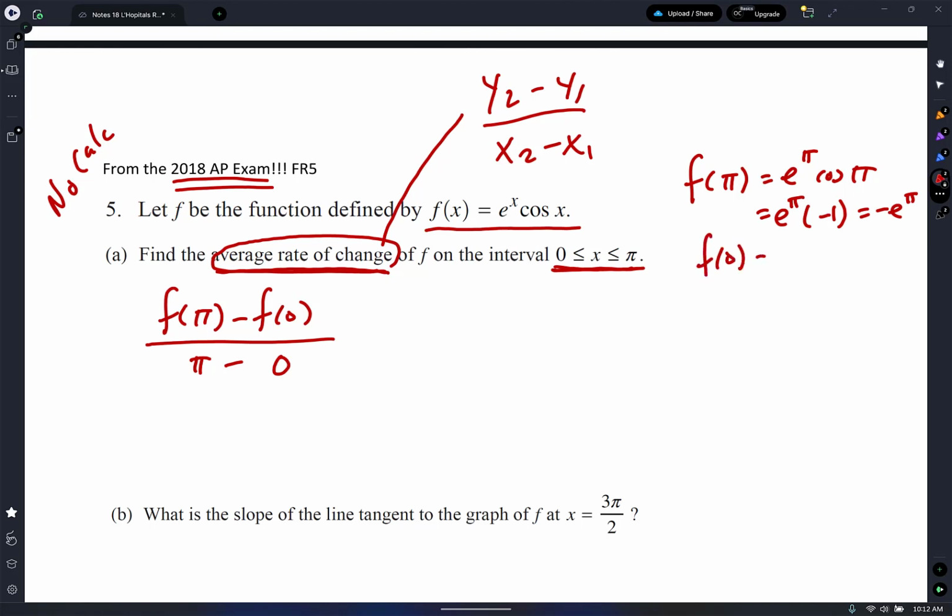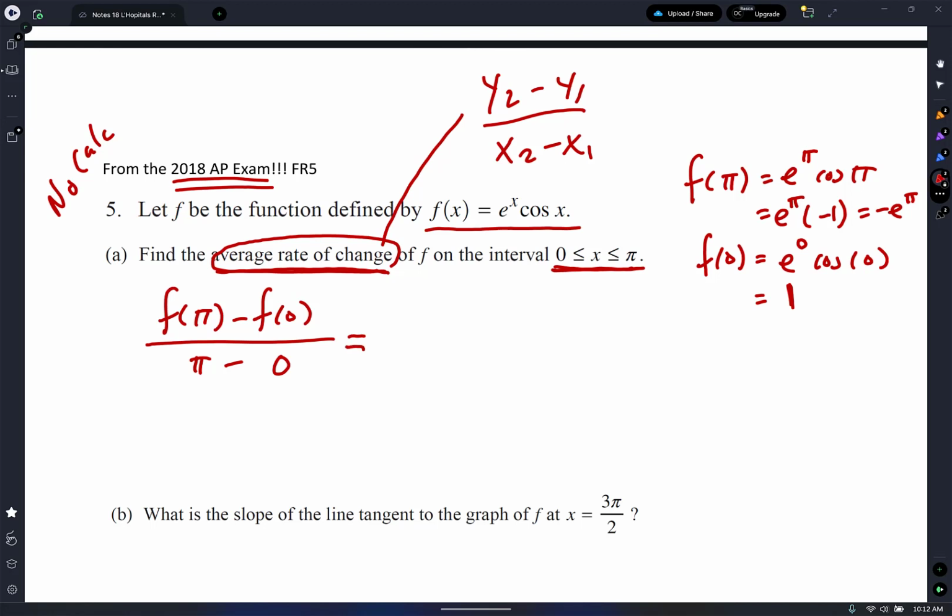f of 0, your test will get flagged because you don't have a calculator. How would you know? Well, I guess maybe there might be some people that might know that. e to the 0 cosine of 0. e to the 0 is 1, and cosine of 0 is 1, so this is just 1. Yay or nay?